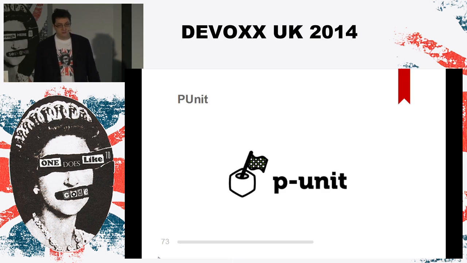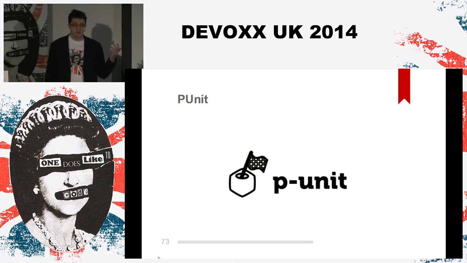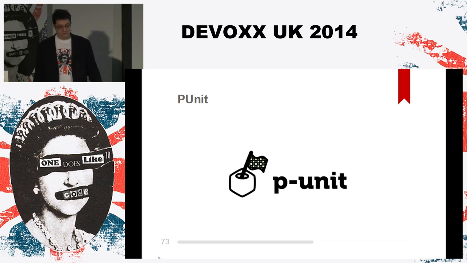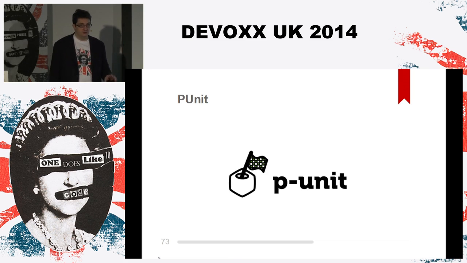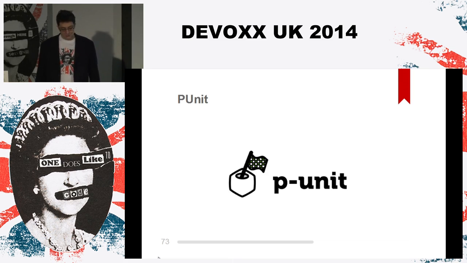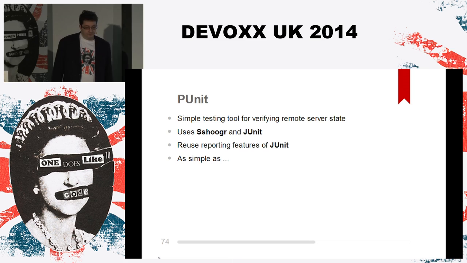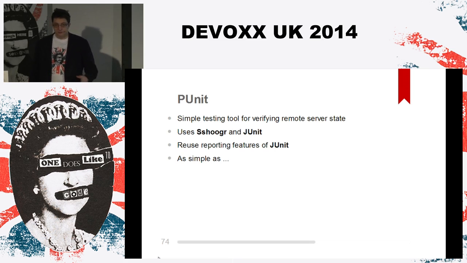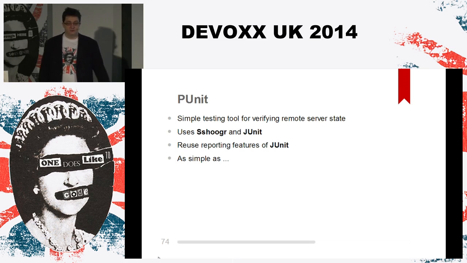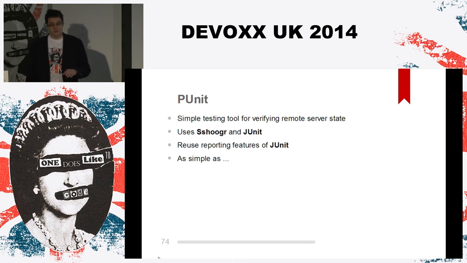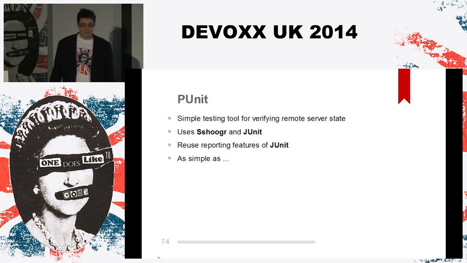So what we did, we introduced another small library just to wrap around JUnit. We called it initially Puppet Unit, but now we're probably going to rename it to Provisioning Unit because it can be applied to other tools like Puppet to actually test the result of the provisioning. So it's a simple tool that just checks the remote state of the server. And it's just an integration between Sugar and JUnit. And because we're using JUnit, we can also reuse the reporting features of JUnit.